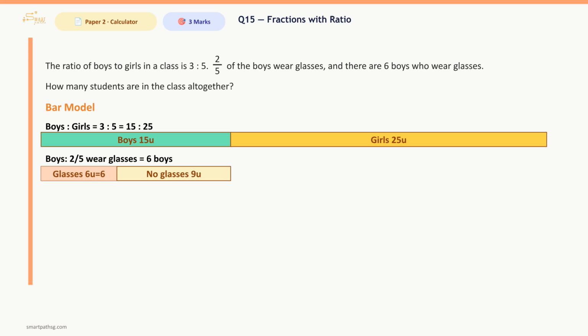Recall this is a finding the whole given a part question that we learned in part 2 of this series. We take the part and divide it by the fraction. Total number of boys equals 6 divided by 2/5, which equals 6 times 5 over 2 and gets us 15. Next, we find out the value of each unit. Since there are 15 boys, which is represented by 15 units, 1 unit equals 1.